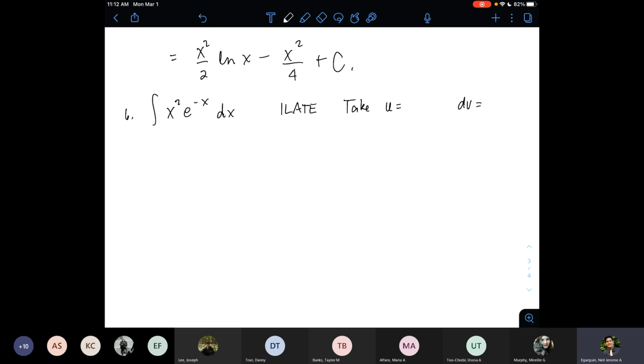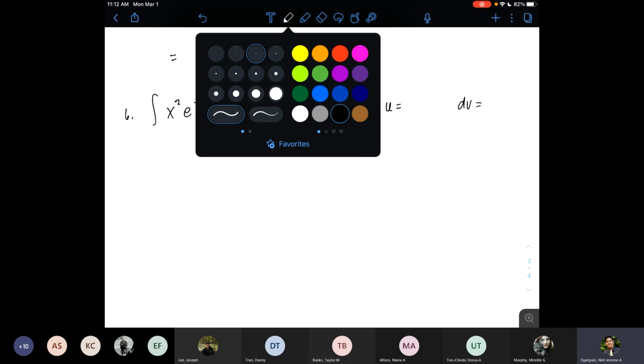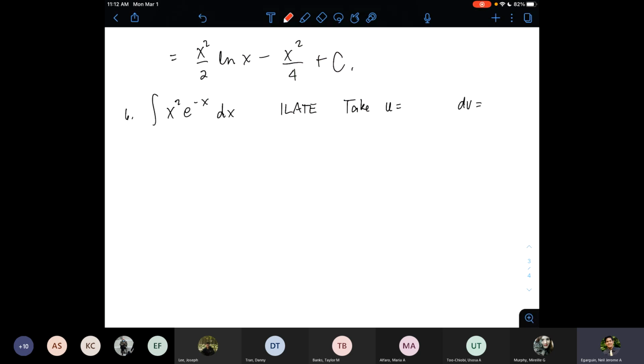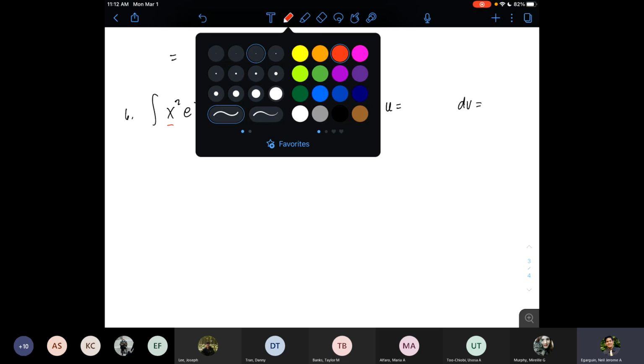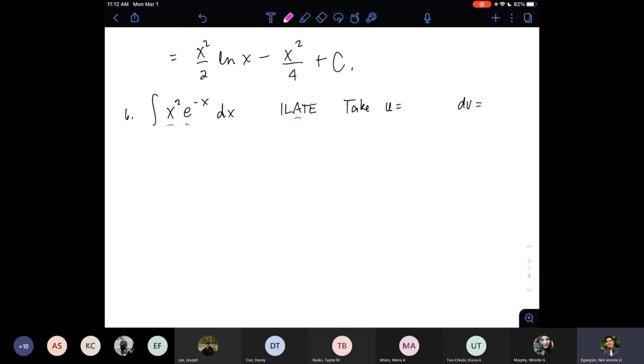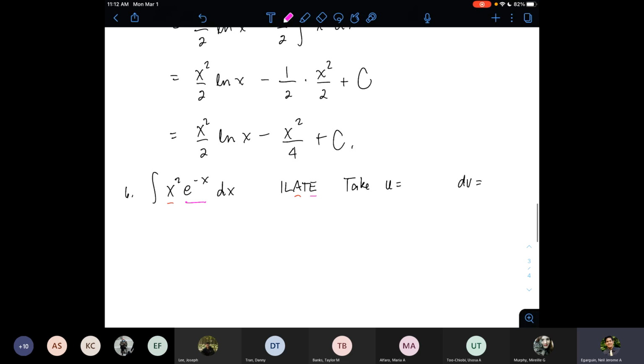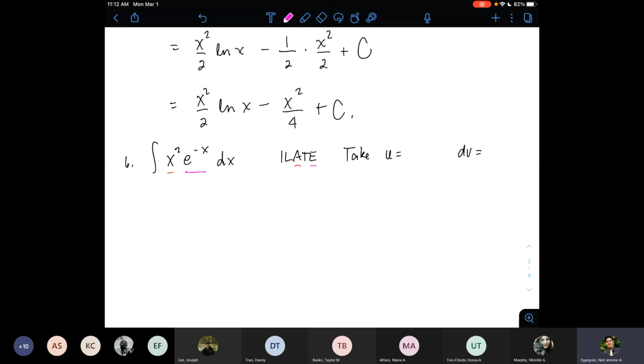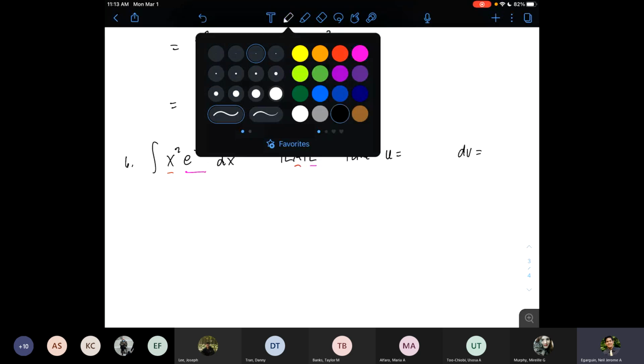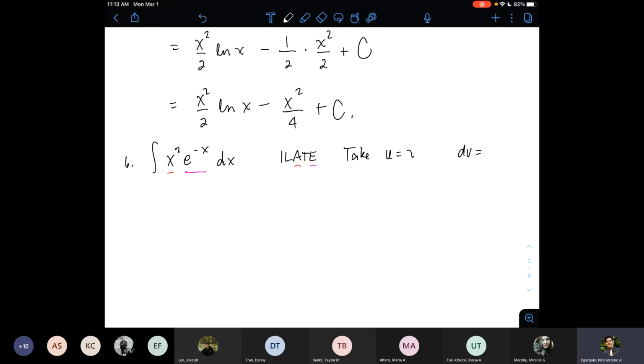Okay. And then you can rely on the acronym ISOLATE. So what are the involved functions here? We have x squared, which is algebraic, and then we have e to the negative x, which is exponential. So a precedes e. So I will choose u to be the algebraic function and dv to be the exponential function together with the differential dx.